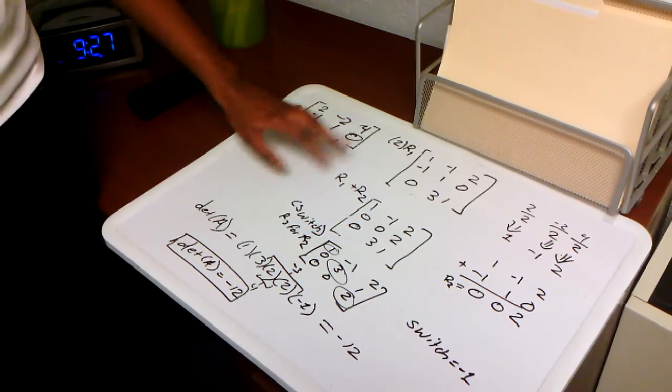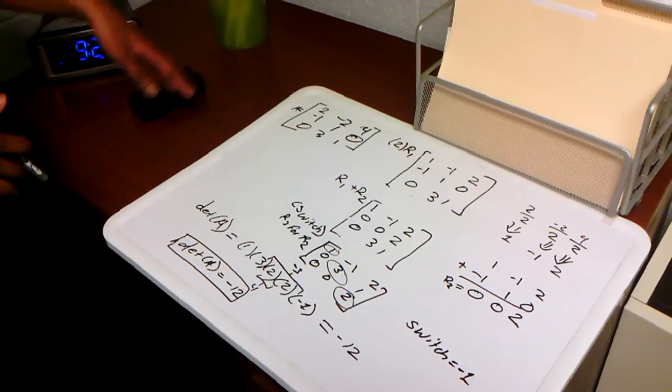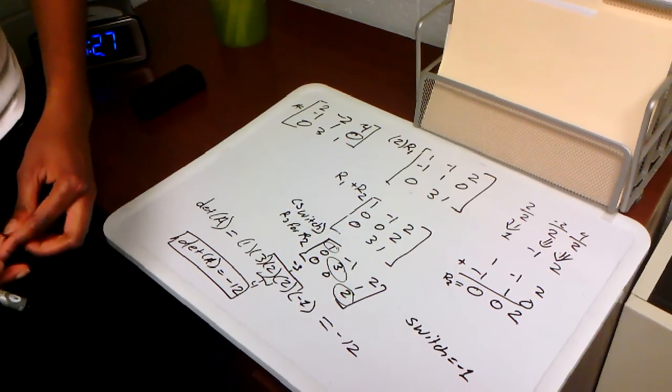And if you have problems with row swaps or switches, just do a whole bunch of row reduction on matrices and you'll get the hang of it.